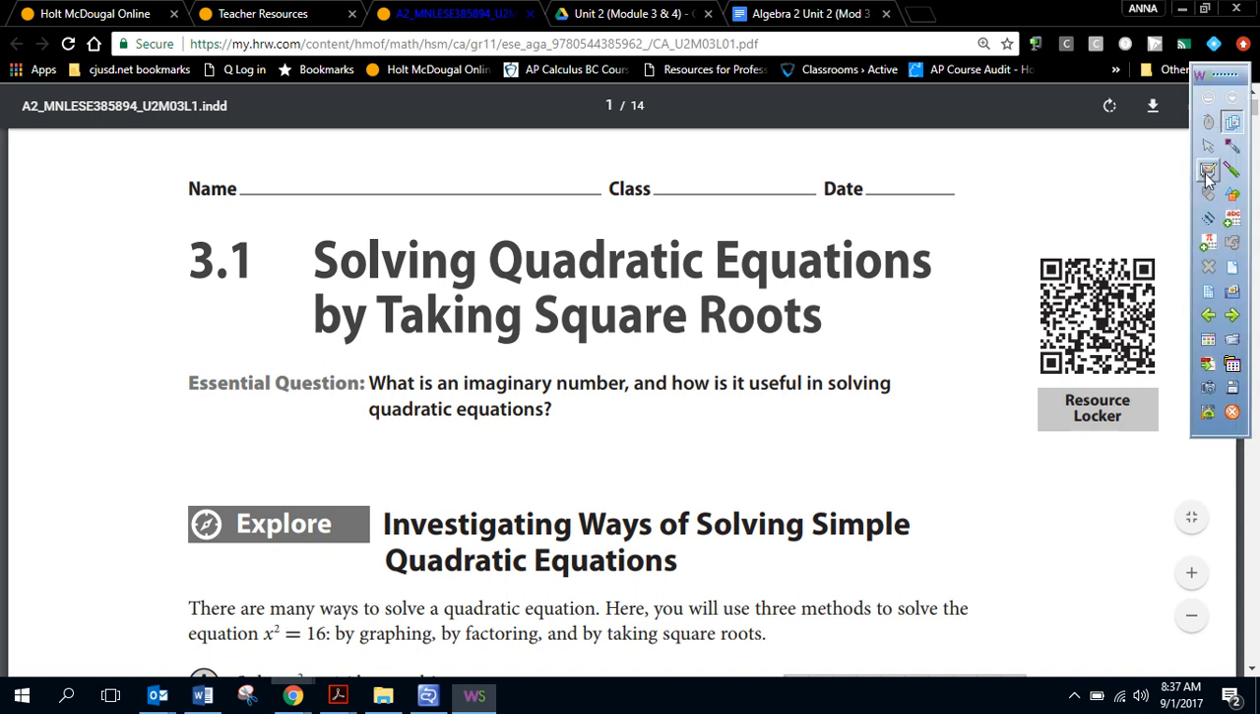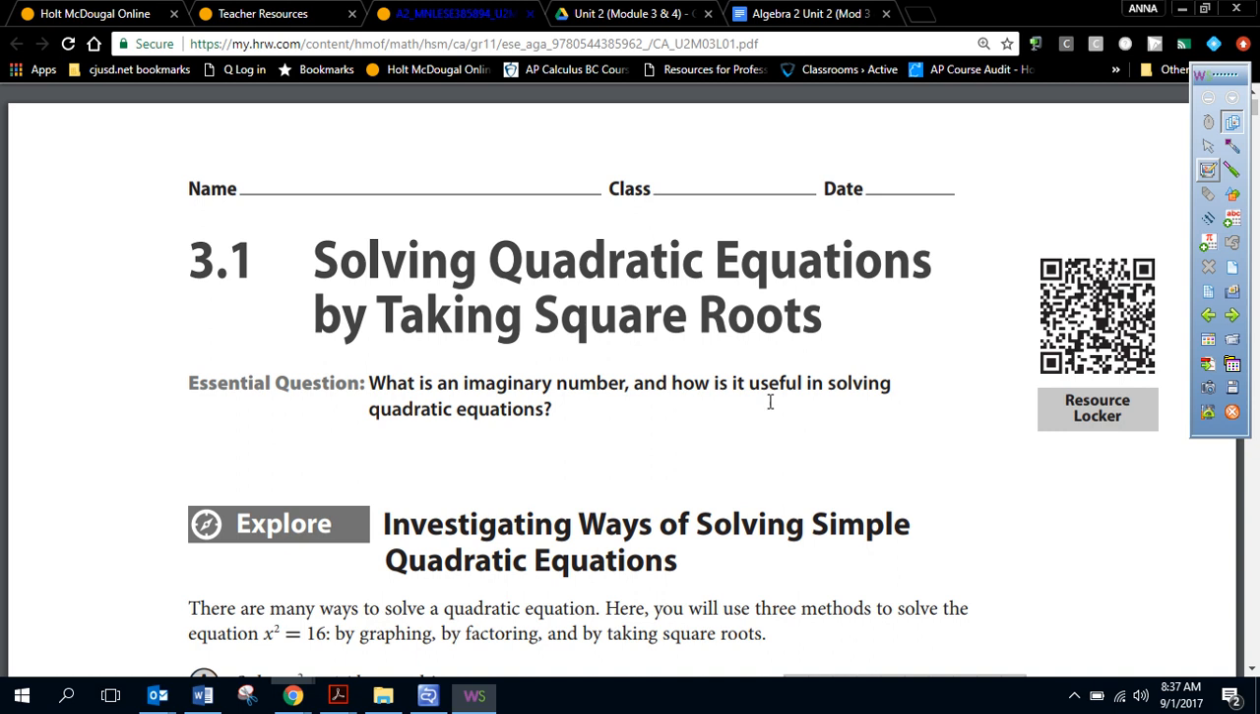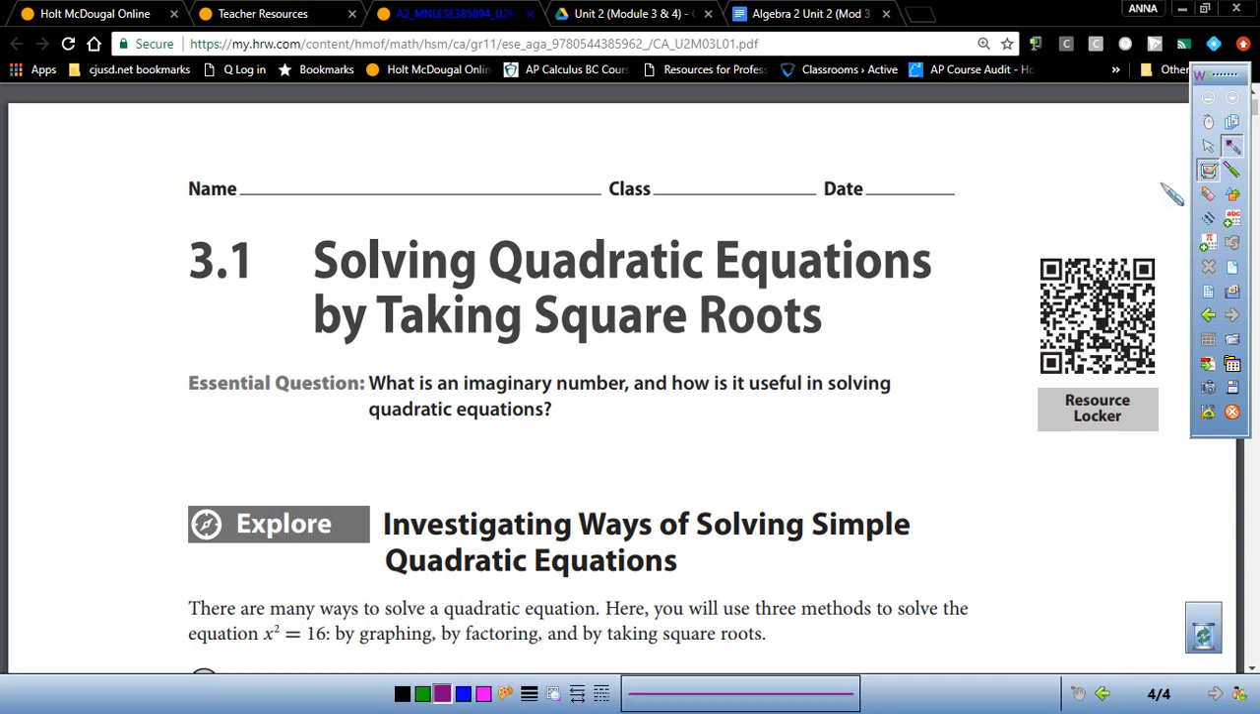So today we are going to be doing the first three parts of 3.1. We will do explain 4 on Tuesday. Solving quadratic equations by taking square roots. We are asking ourselves, what is an imaginary number and how is it useful in solving quadratic equations?